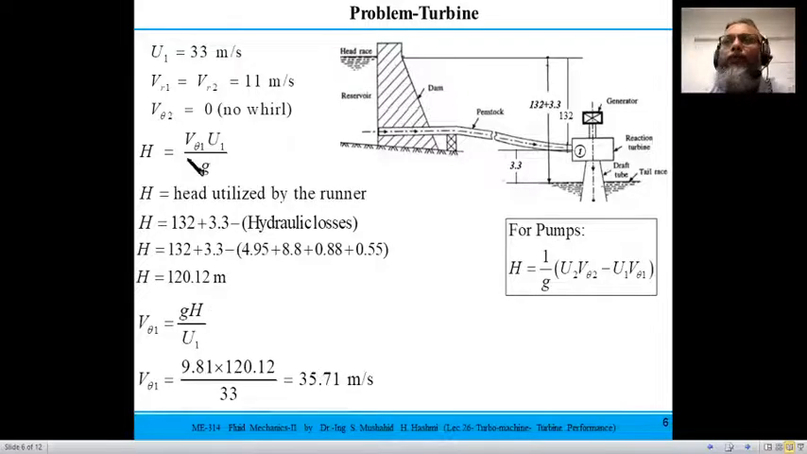As you know from this formula, we can easily work out the tangential component of the velocity v theta 1, because u1 is already known, h is the available head minus the hydraulic losses, and g is 9.81. So the tangential velocity at the inlet is 35.71 meters per second.